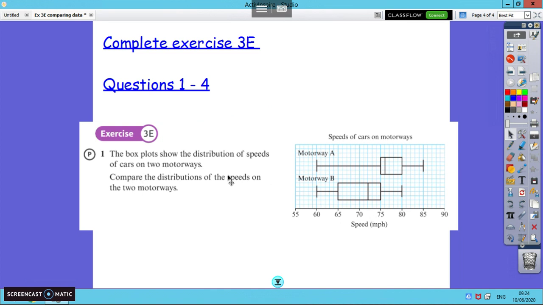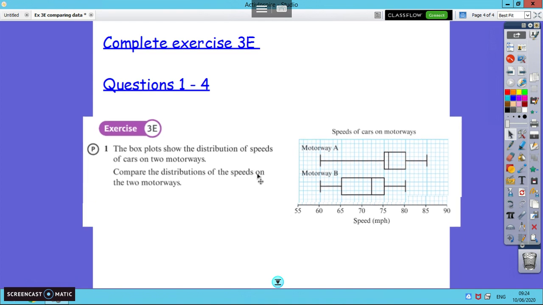And again, compare the distributions of the speeds on the two motorways. You're going to have to compare the medians and the interquartile ranges of each of them, okay? And kind of interpret them in the context of each of the questions. Okay, any questions, please let me know, but I think this should be quite a straightforward exercise for you to do, nothing too difficult. But remember, email me at any point if you're not sure of any answers or anything like that, or if I can help you with anything.